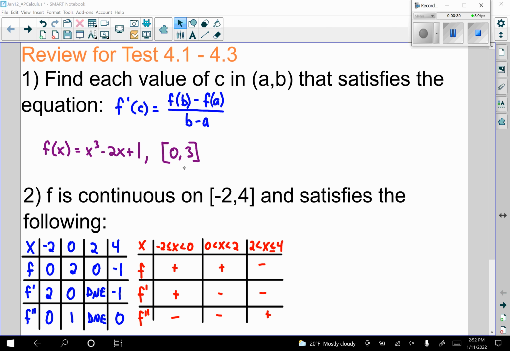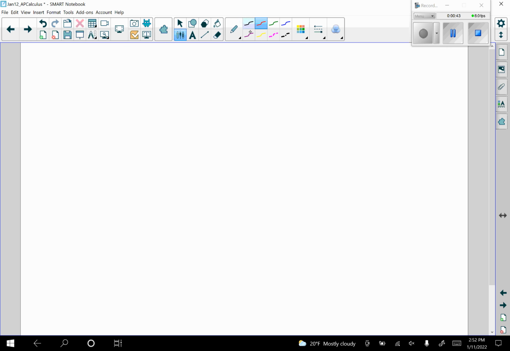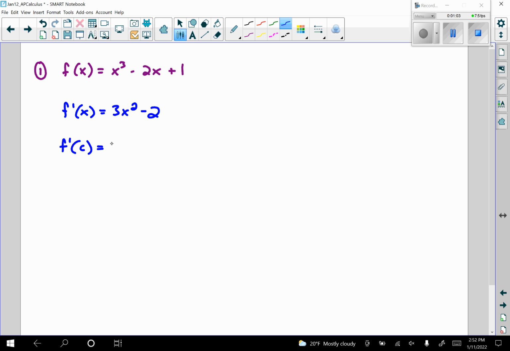All right, pause the video if you still need more time. Let's take a look at this. Let's work this out on a new sheet here. So if f of x is equal to x cubed minus 2x plus 1, we want to find f prime of x, which would be 3x squared minus 2. Then we just want to turn it into f prime of c, so we could use it in the formula. So that just becomes 3c squared minus 2.